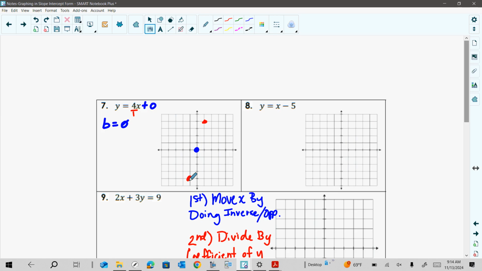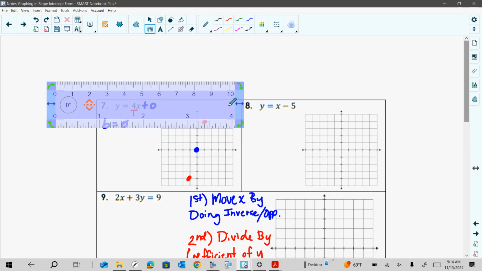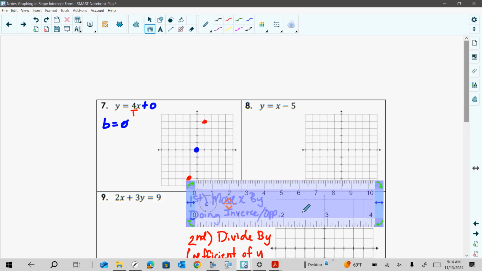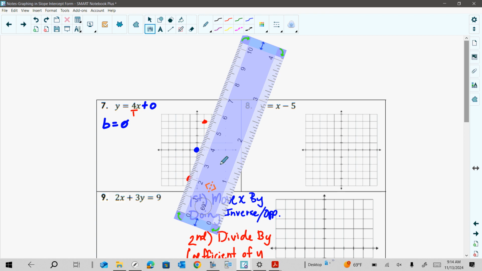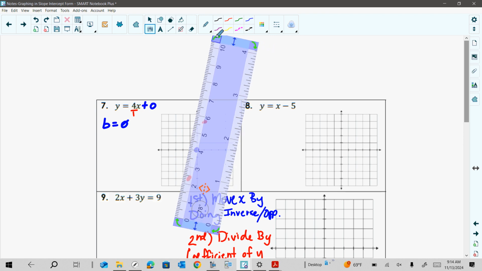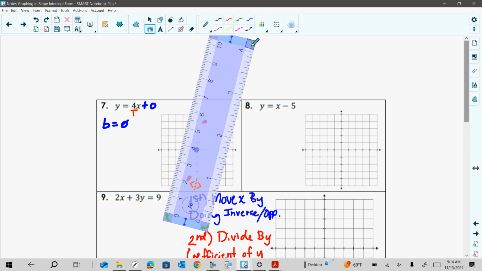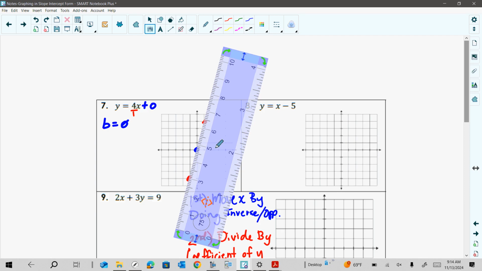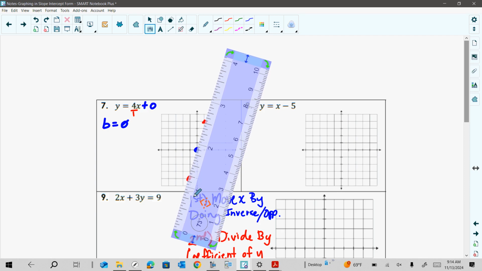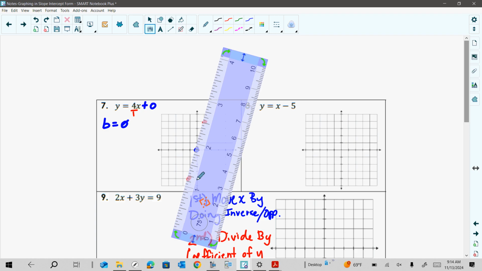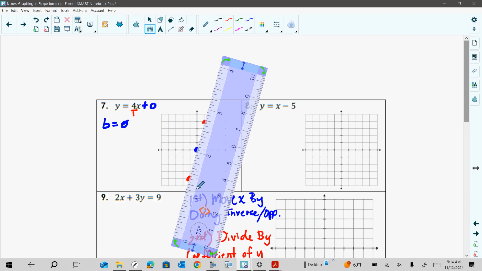All right, use your straight edge, your ruler. Let me get mine. And we're going to line up the edge of our ruler. My ruler is off. There we go.